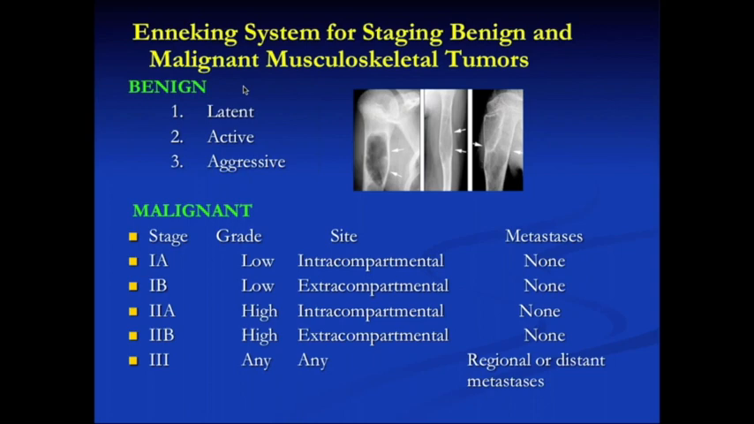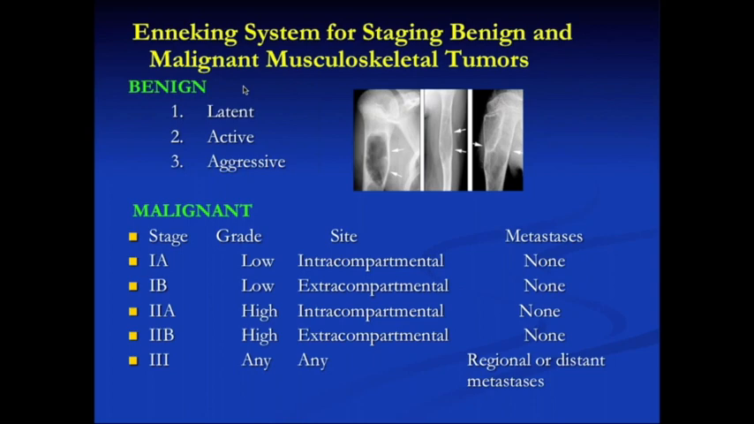Coming to malignant, you stage the tumor depending upon the grade of the tumor, the site, and whether it has metastasized or not. So type 1 is a low-grade tumor. What is a low-grade tumor? Ewing sarcoma is always a high-grade tumor. Osteosarcomas are always a high-grade tumor unless it is a classical low-grade osteosarcoma or a periosteal osteosarcoma. Chondrosarcomas range from grade 1 to grade 3. So if it is a grade 1, it becomes a low-grade tumor. So depending upon the tumor type and its nature, you classify the grading.